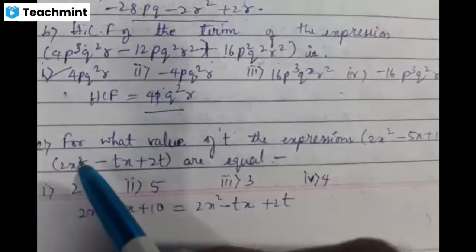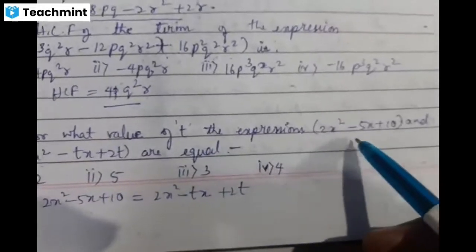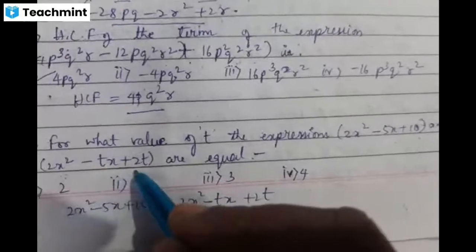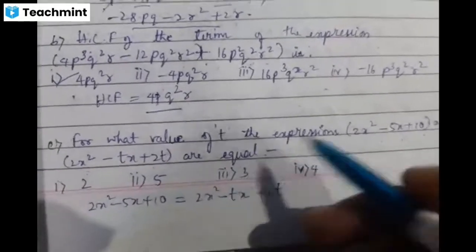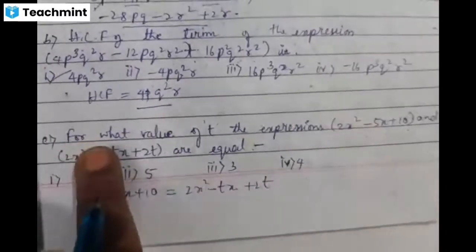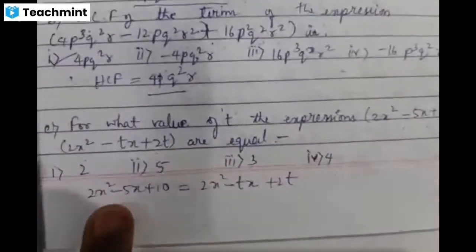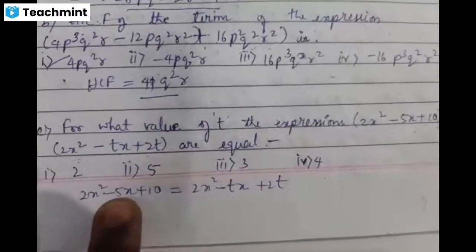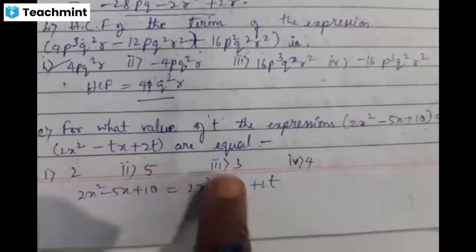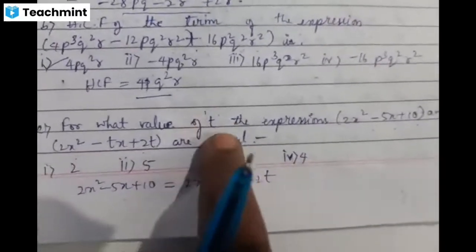Question number C. For what value of t the expressions 2x square minus 5x plus 10 and 2x square minus 3x plus 2t are equal? That is, it is given in this question, these two algebraic expressions are equal. So according to the question, we will write 2x square minus 5x plus 10 will be equal to 2x square minus 3x plus 2t. Here we have to find the value of t.